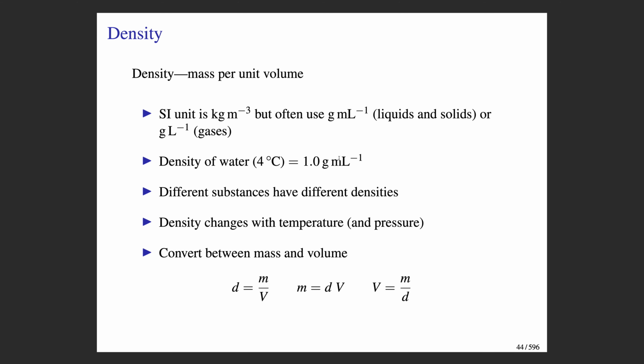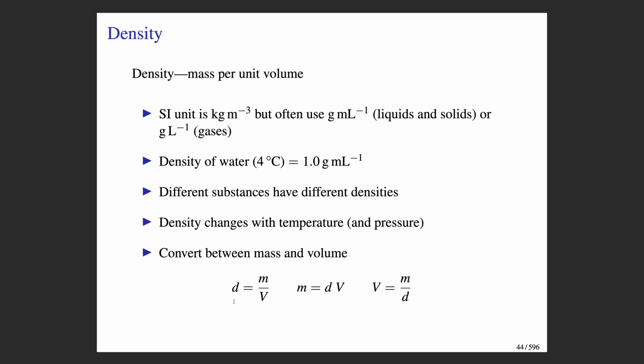You have to be a little bit careful, though, because density does change with temperature, and it can change with pressure as well. So you have to measure the density at a particular temperature if you want to compare it to a table of densities. But anyway, one of the things that we need to be able to do is to use the density of a substance to make conversions between mass and volume. So here is the formula definition of density. D represents the density of a substance. The density is equal to the mass of a sample divided by the volume of that sample.